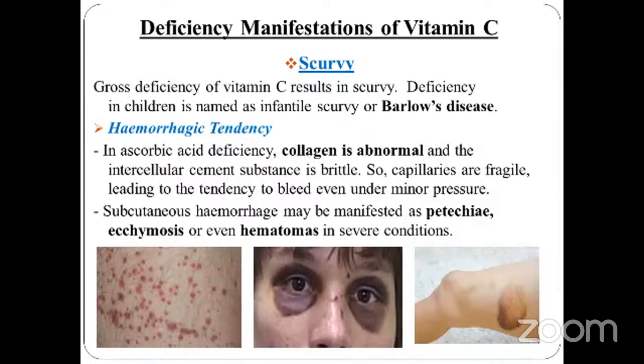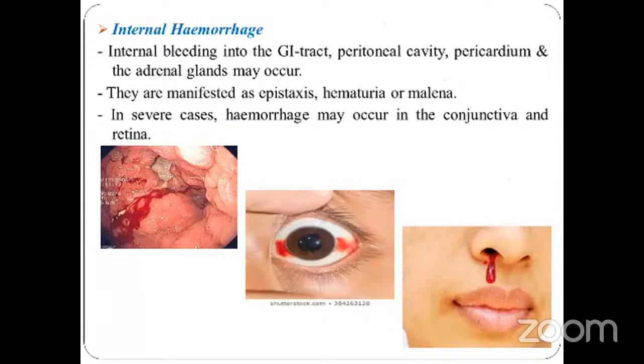So there are hemorrhagic tendencies, and the hemorrhage may be external or internal. There will be internal bleeding into the gastrointestinal tract, as shown in the first diagram, then into the peritoneal cavity, pericardium, and even the adrenal glands. It may manifest as epistaxis, which means bleeding from the nose, as shown in the last diagram. It may also cause hematuria. What is hematuria, and what is hemoglobinuria? Hematuria means the presence of intact RBCs in urine.